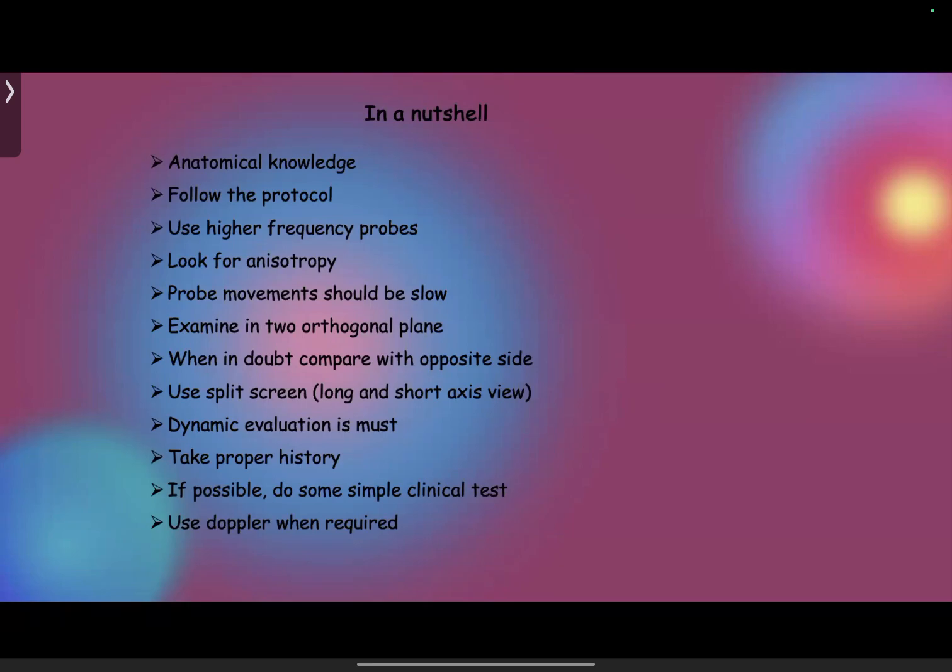Follow the protocol. That is very important. While following the protocols, you should ask the patient's history, because we will follow the protocol, yes, but we can also do a localized examination by asking the patient where the exact pain is, and we can go ahead with that examination. It is mandatory to use high frequency probes and look for anisotropy. There are two tendons, the distal biceps tendon and the triceps, which are both very much prone to anisotropy.